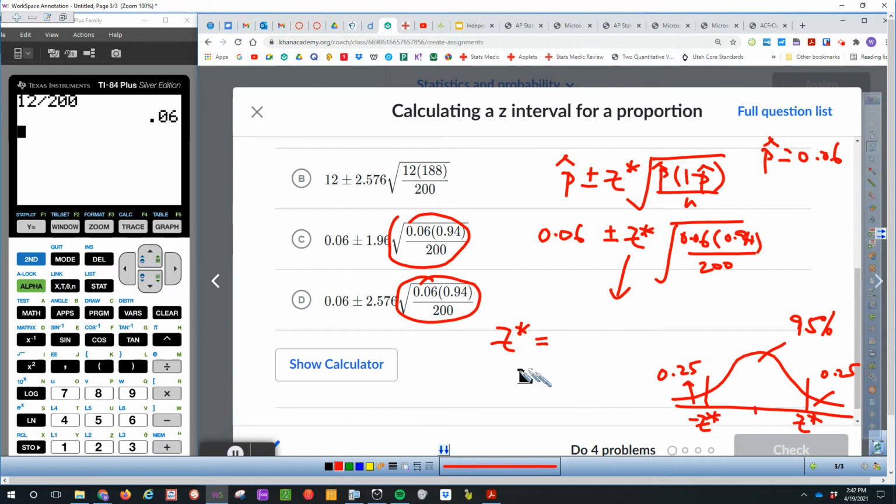To find z star, we have to go to inverse norm, because this is a normal distribution. And we need to put in the area to the left, meaning this part here. So here is 0.95 plus this little portion here. This area is actually, it's not 0.25, is it?